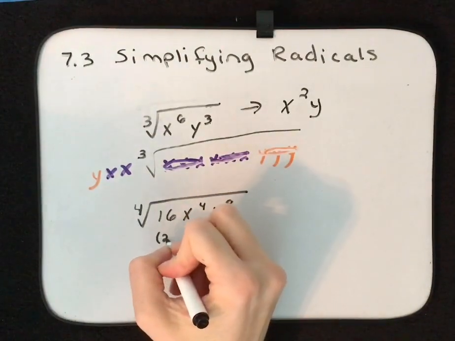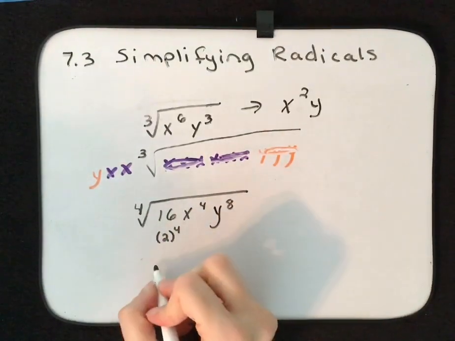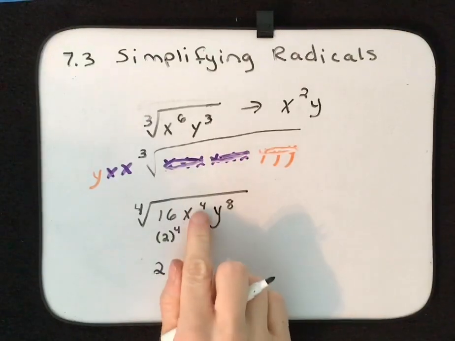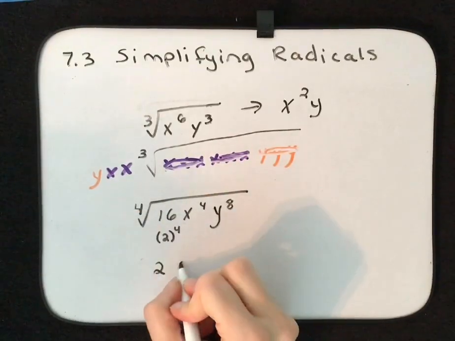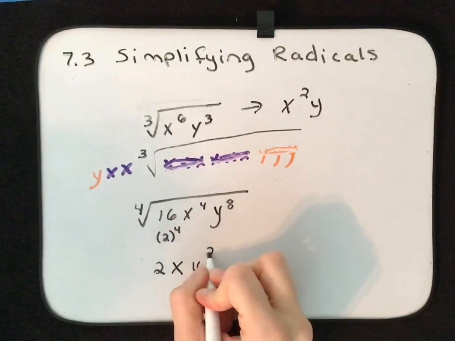So 16, we could rewrite that. We could make that 2 to the fourth. So let's look at our division directly this time. 4 divided by 4 is 1, so that's going to give us 2. 4 divided by 4 is 1, so that's going to give us x. 8 divided by 4 is 2, so that's going to give us y squared.